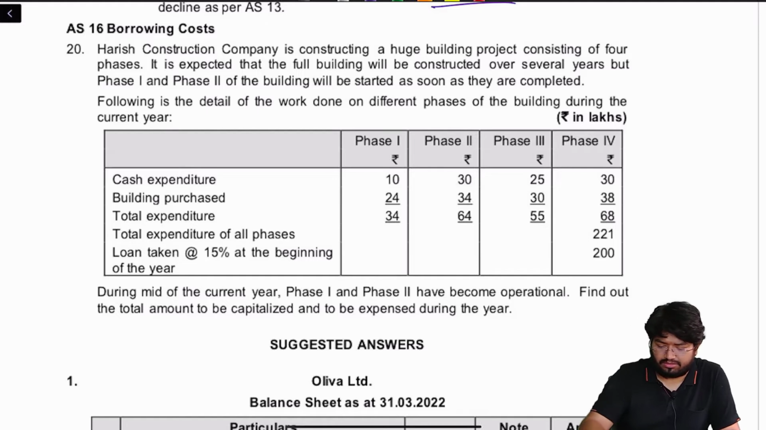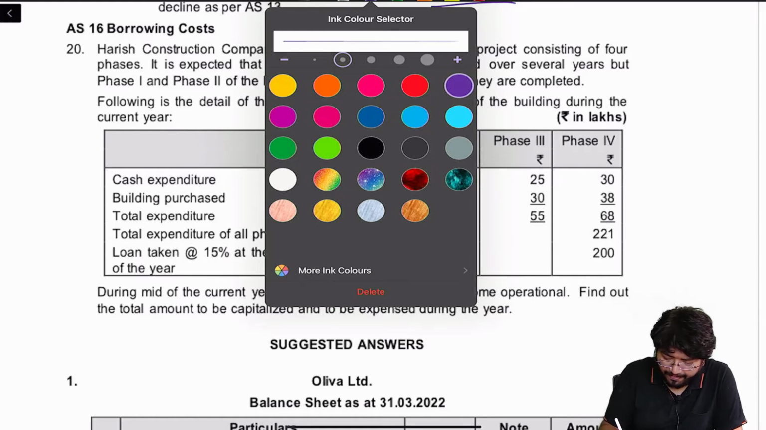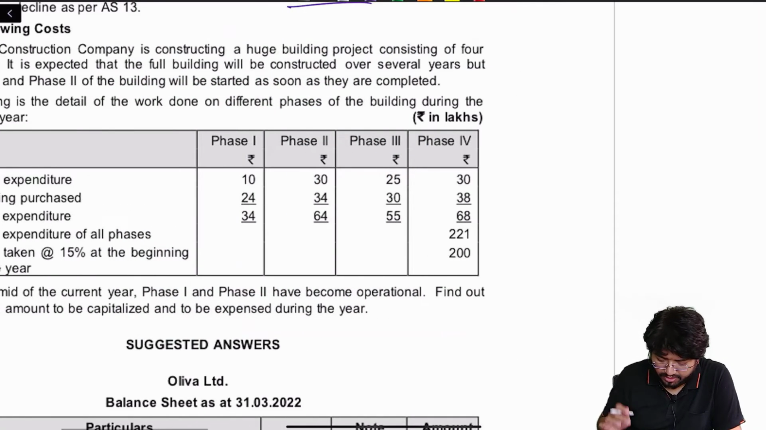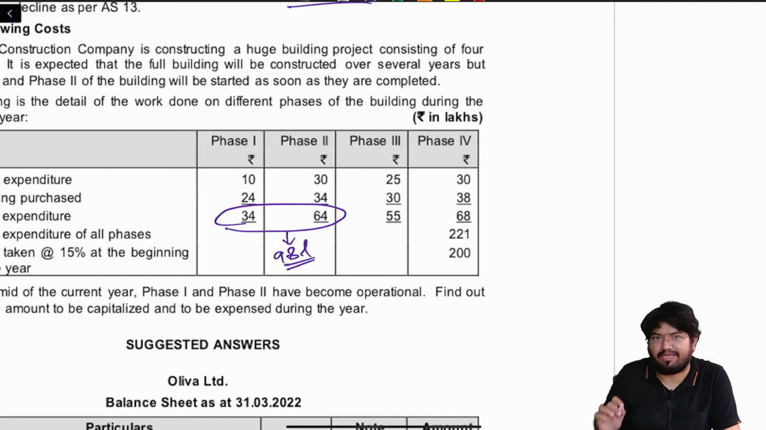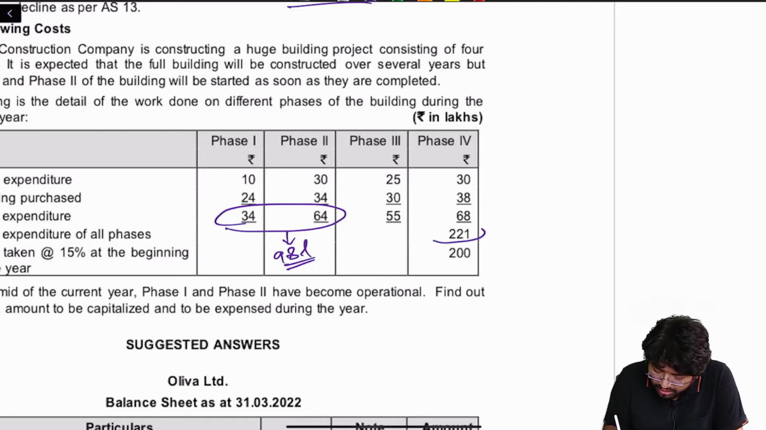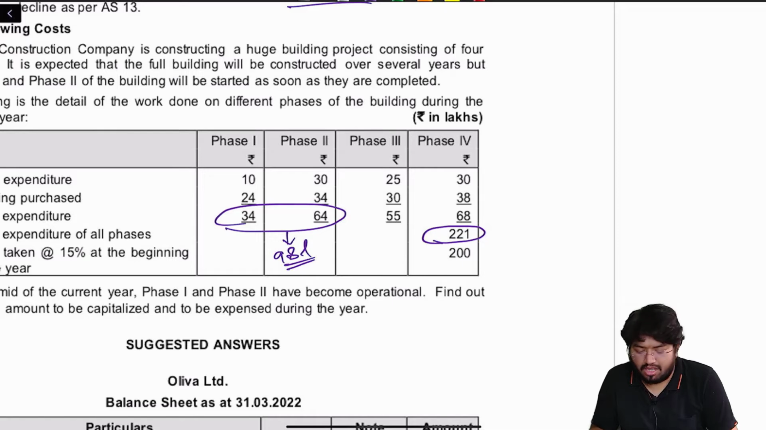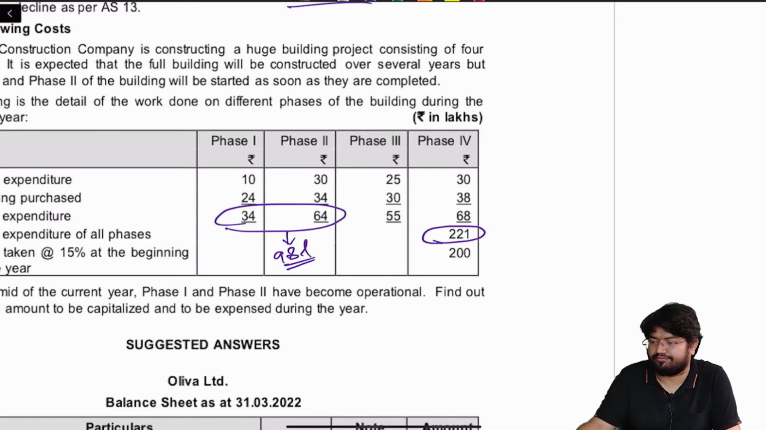Now please look at this carefully. By the end of phase 2, you have incurred how much? As we have earlier mentioned, 34 plus 64, which is 98 lakhs, is utilized by me out of the total cost of the project of 221. On the same proportion, I am supposed to recognize. Yes or no? Yes, sir.